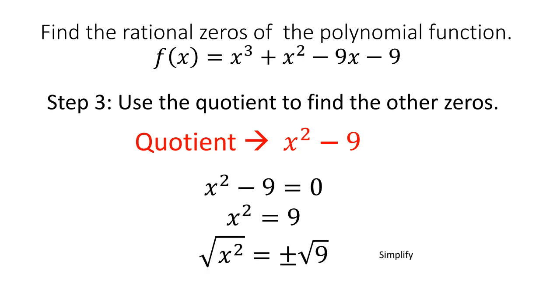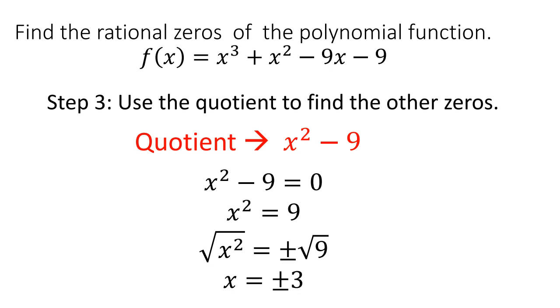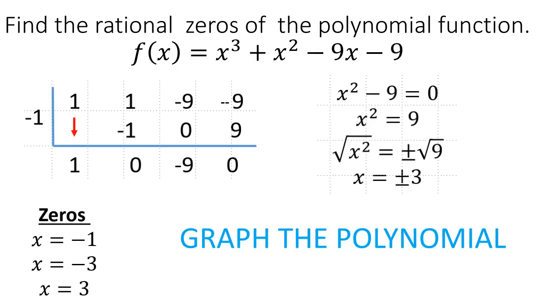Again, the square root will give me two answers, a plus or minus. So the square root of 9 is plus or minus 3. Voila, I've got all my zeros. I have a -1, a +3, and a -3. These are the zeros of my graph here. So now I can graph the polynomial, right?